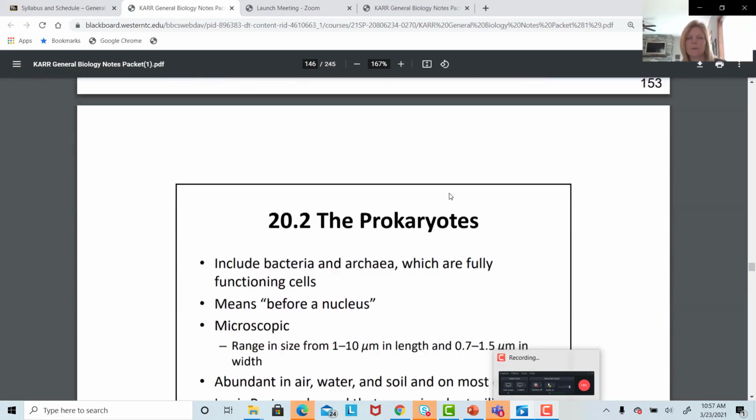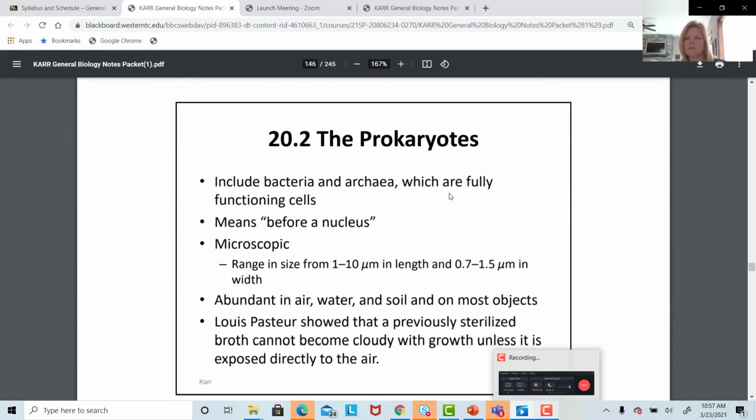So we will stop here. That concludes the discussion of viruses. The next topic to pick up on are the bacteria, which are known as the prokaryotes.